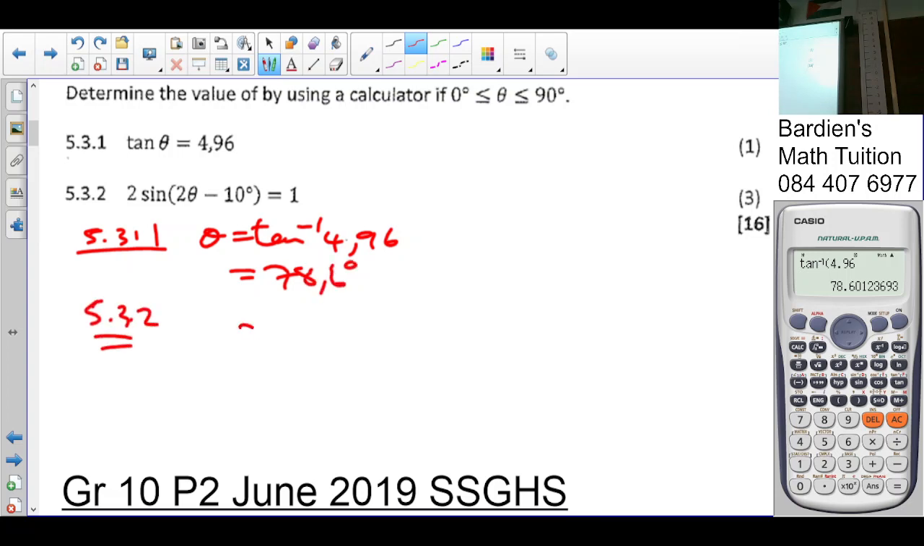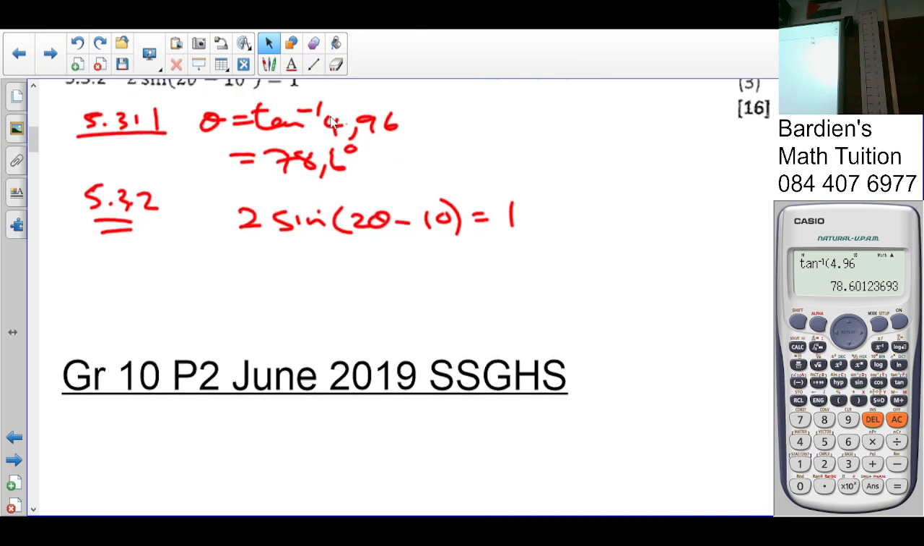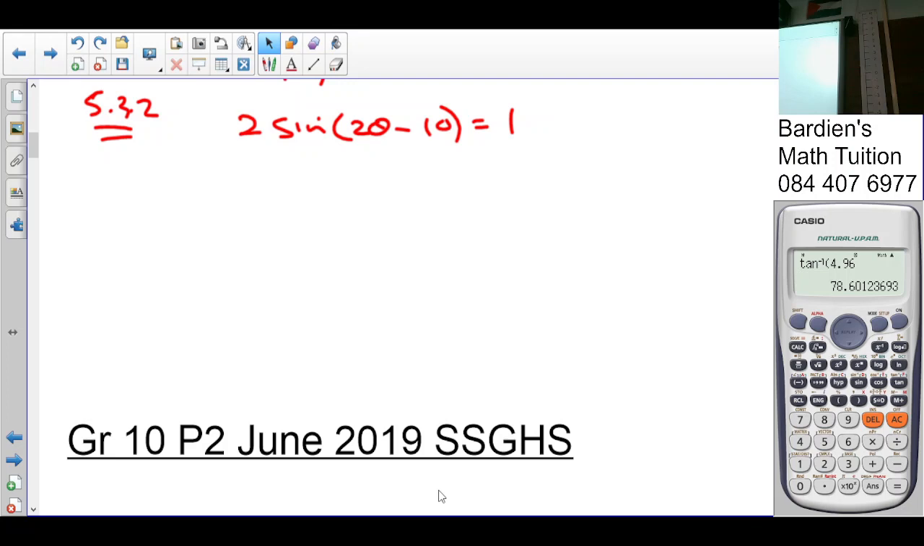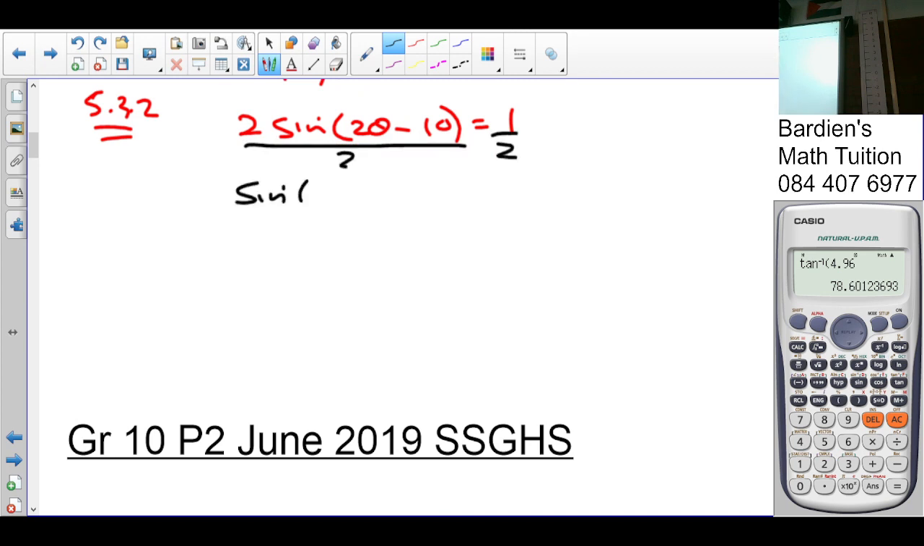5.3.2, we have 2 sine 2 theta minus 10 is equal to 1. It doesn't say how many decimal places, so I actually had to work to 2 decimal places. It doesn't make a difference. Can I take this 10 degrees over the equal sign? No. Let's first divide by 2. By dividing by 2, I get sine 2 theta minus 10 is equal to half. Can I now take the 10 over?